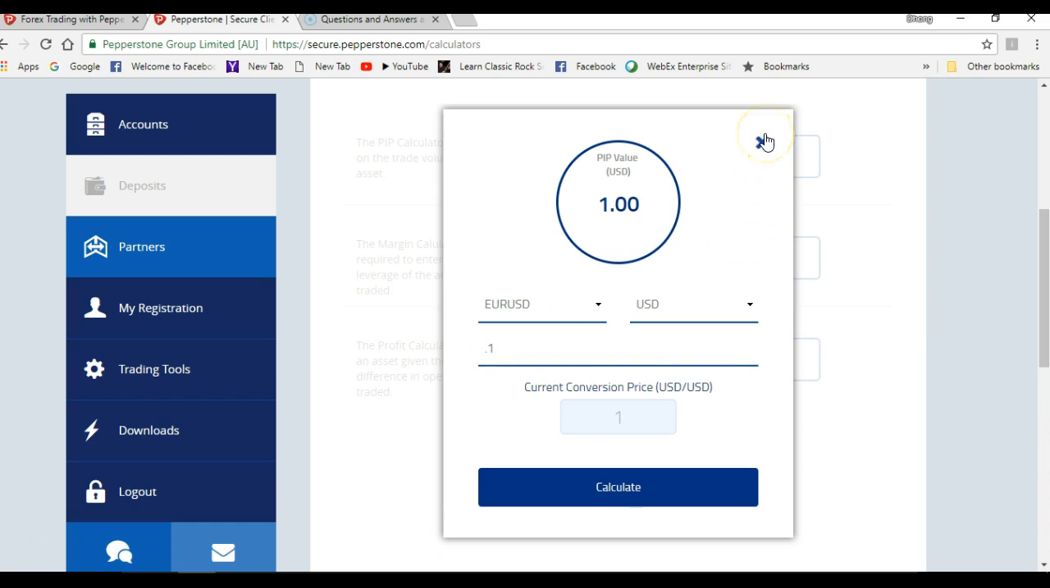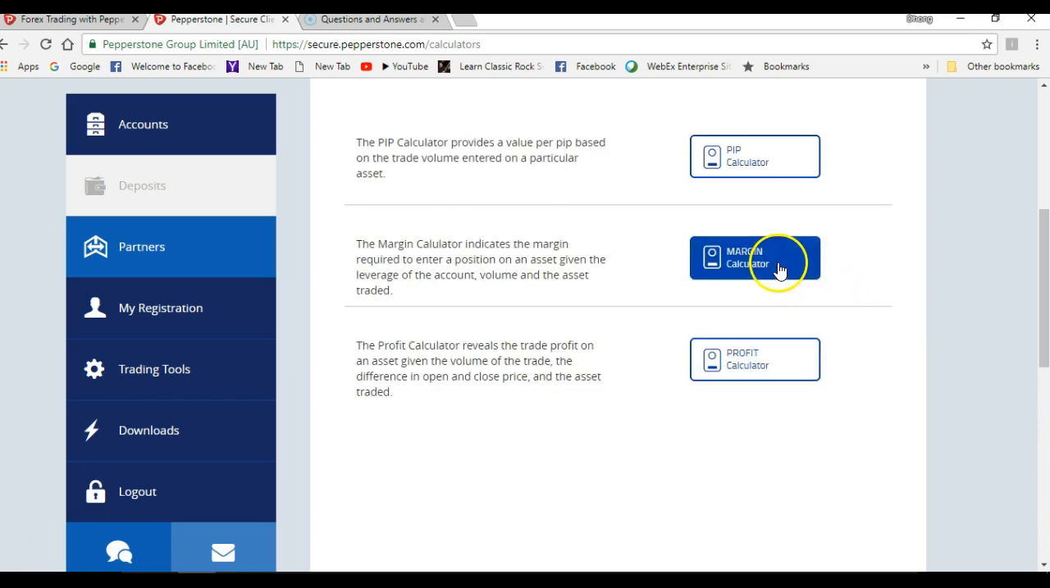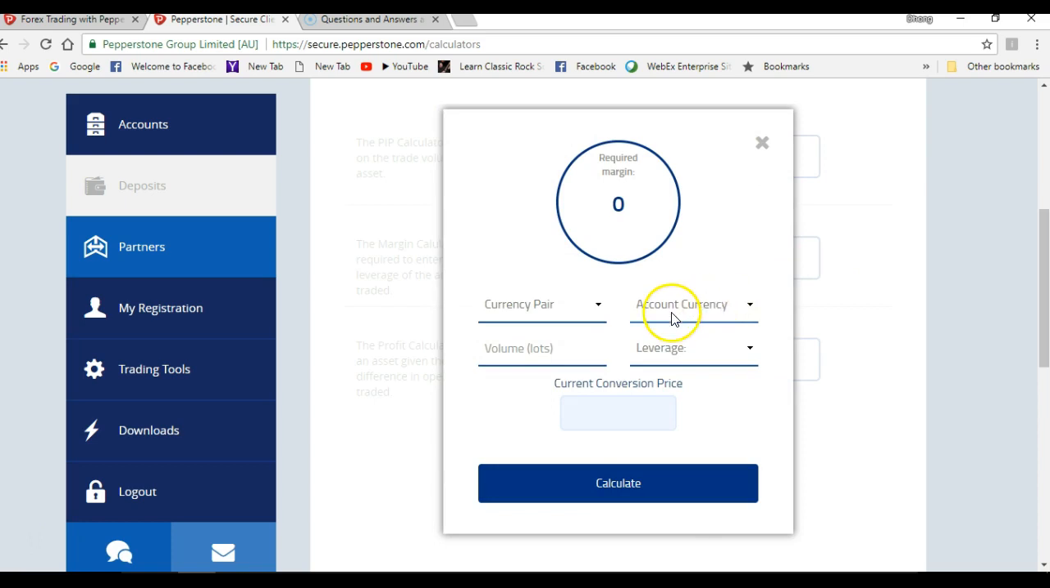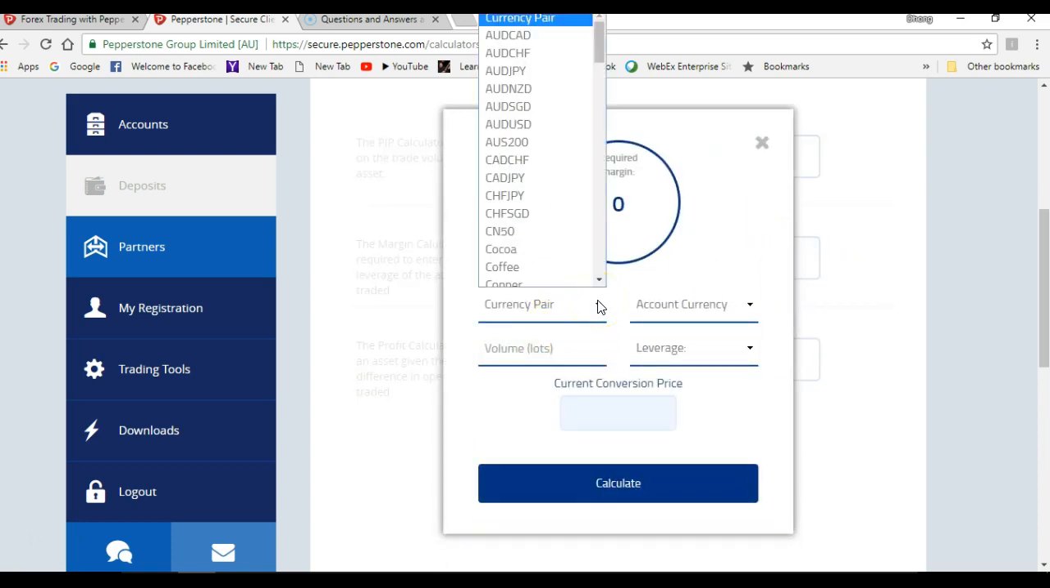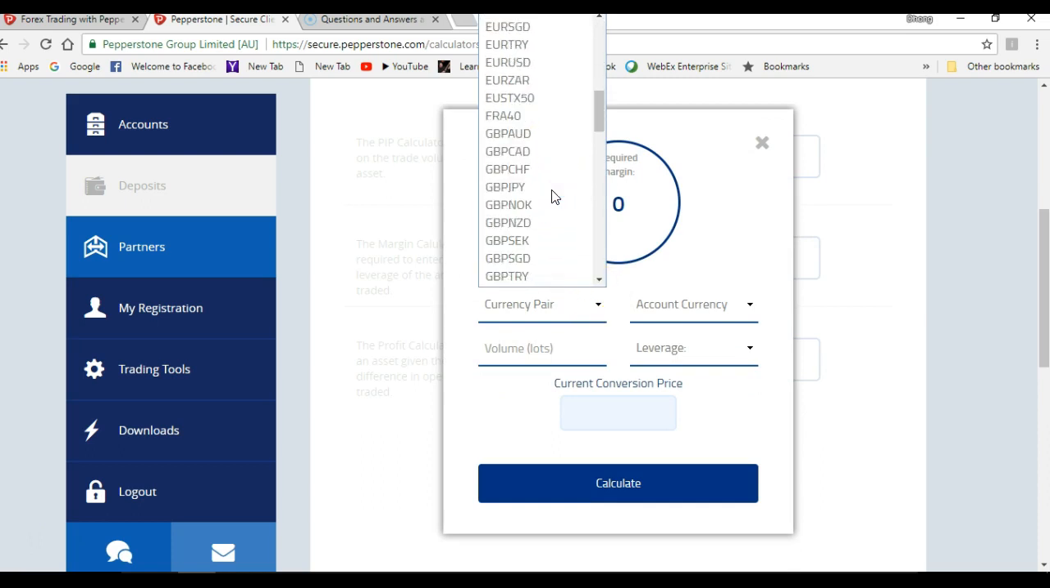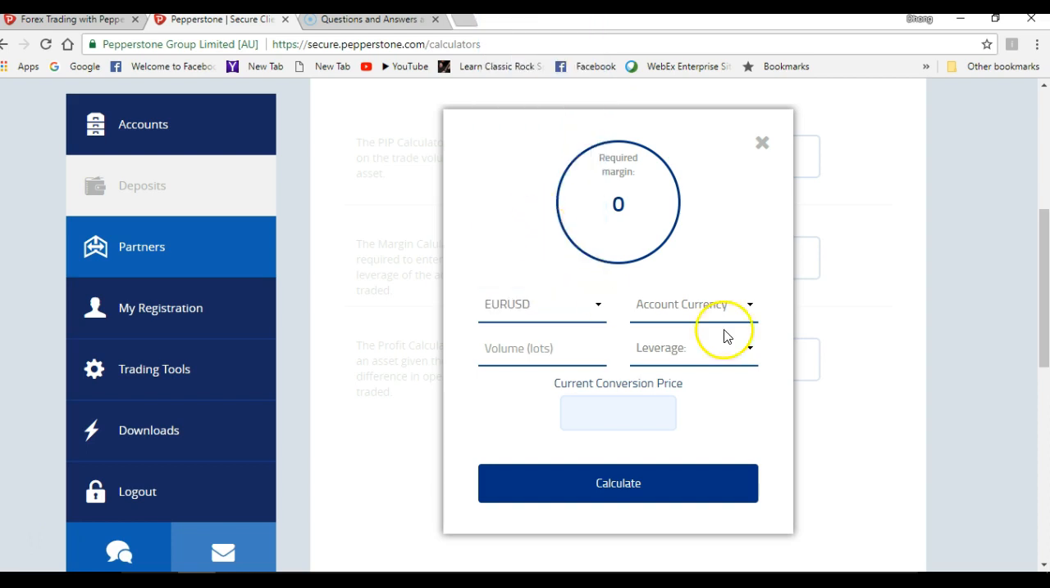Okay, so I will teach you more, let's say you want the margin. This is about margin, how much money I'm going to use if I don't have leverage. I will choose Euro US dollar again. I think we have a lot of trainings on this portion, right? So I'll give you extra knowledge.